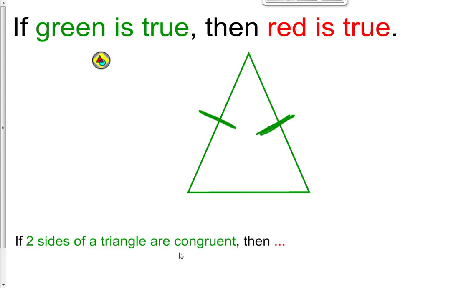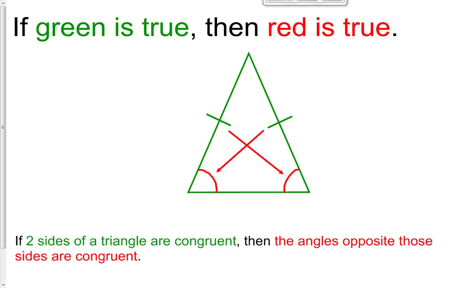If two sides of a triangle are congruent, then the angles opposite those sides are congruent, which are the base angles. So notice the location. This side is opposite this angle right here, and of course this side is opposite this angle. Those are the base angles, and they are congruent to each other if the sides are congruent to each other.